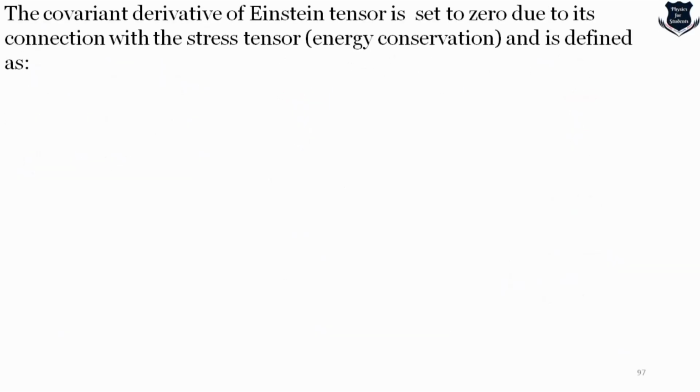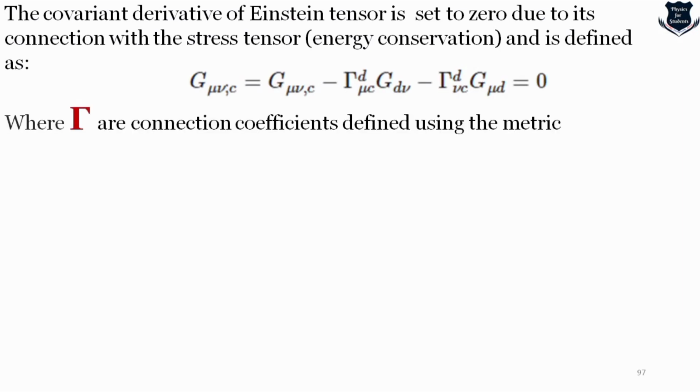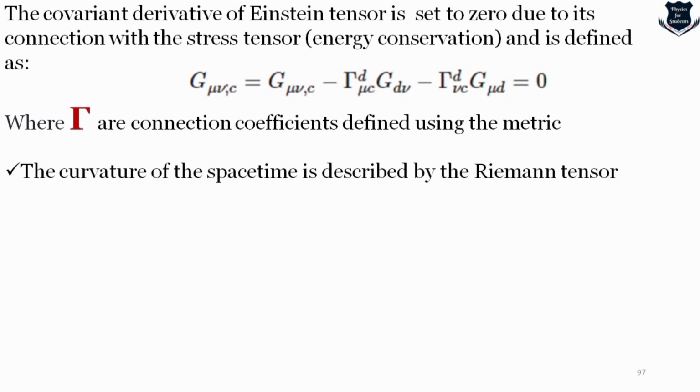So here are a few points which I would just like to take note of. The most obvious reason is that the vanishing of the divergence is set to zero due to its connection with the stress tensor, and is defined as this. Here these gamma are connections, these are Christoffel symbols. We will discuss it later using the metric.